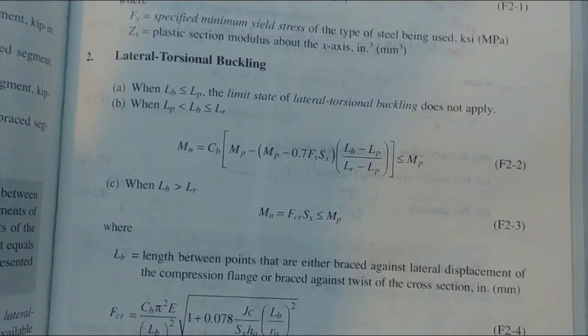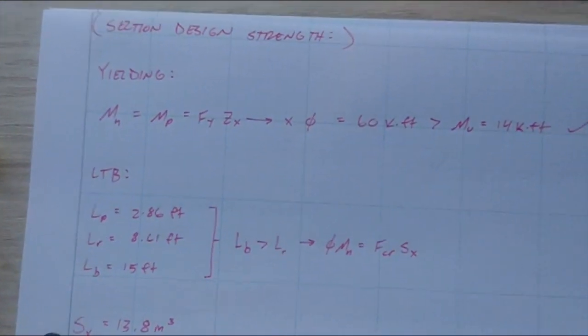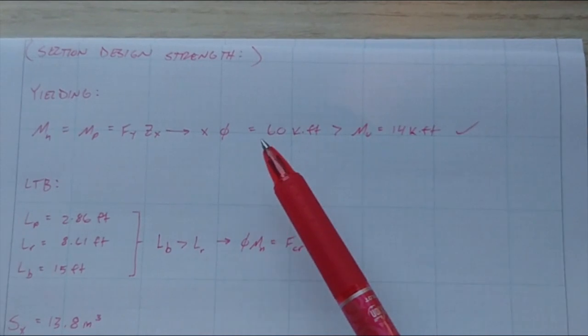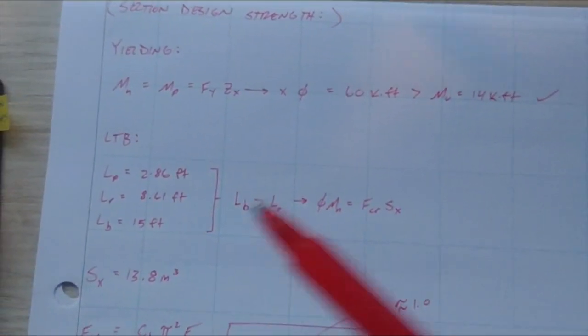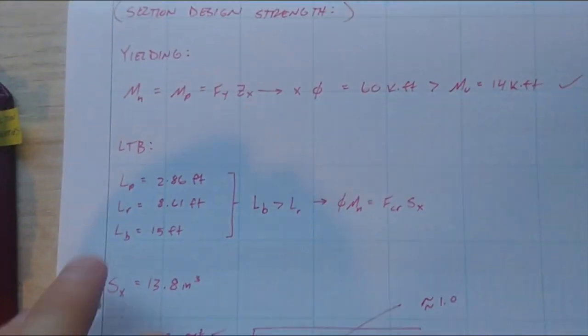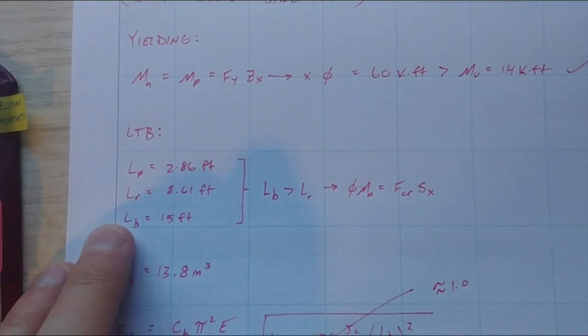I wish this was simple. It takes a little bit of time, but we're going to keep going here. I'm just going to get us caught up. Here's yielding again, just so everyone remembers. Lateral torsional buckling, you have a couple things you need to check. You need to grab Lp, Lr, and Lb.